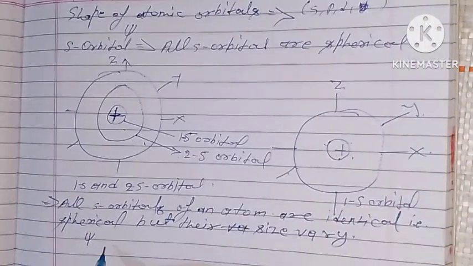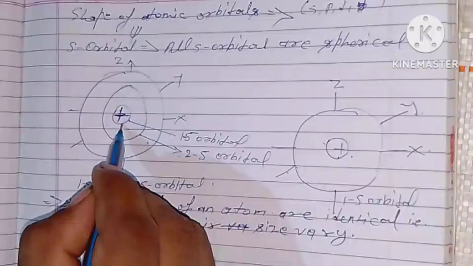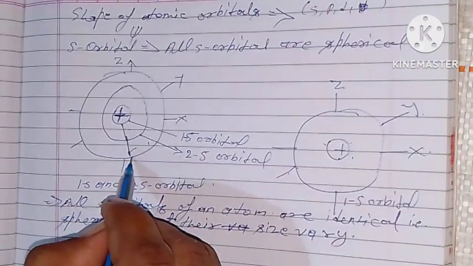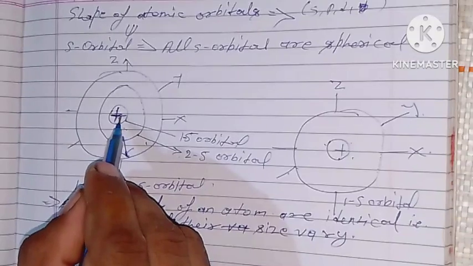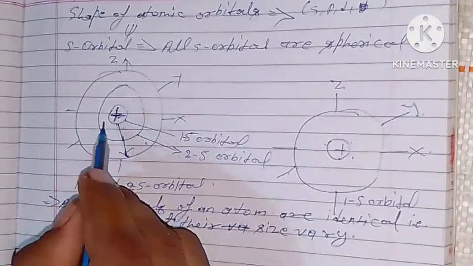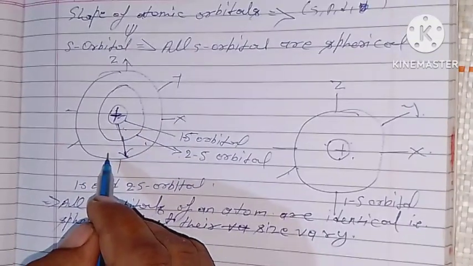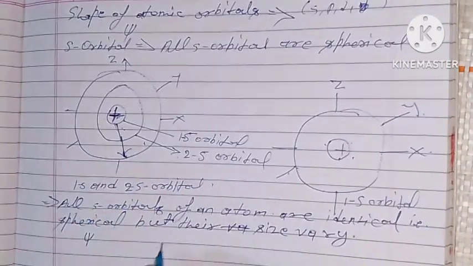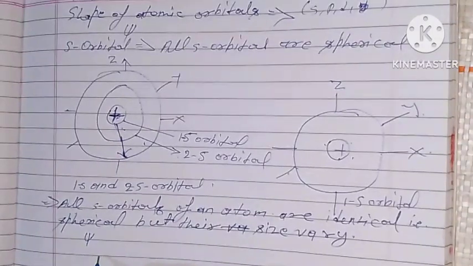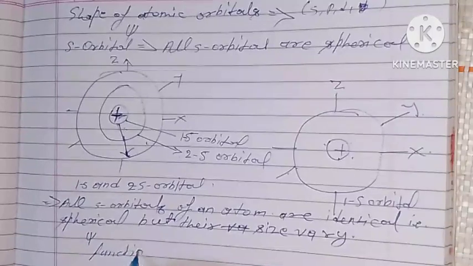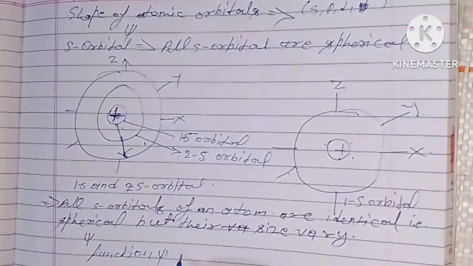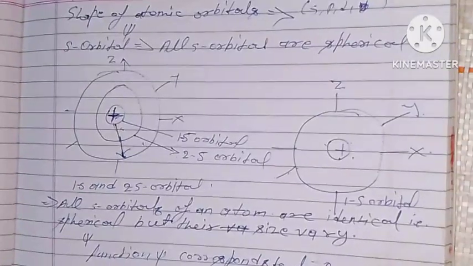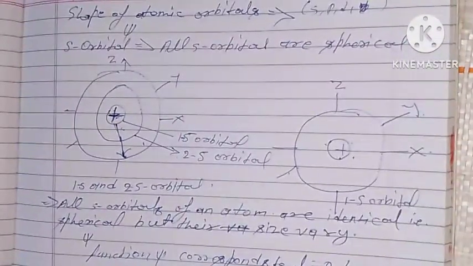if the wave function psi varies only with the distance of the electron from the nucleus and has no angular term, the orbital will be spherical. Such a function psi corresponds to l equal to 0, hence s orbitals are spherical.